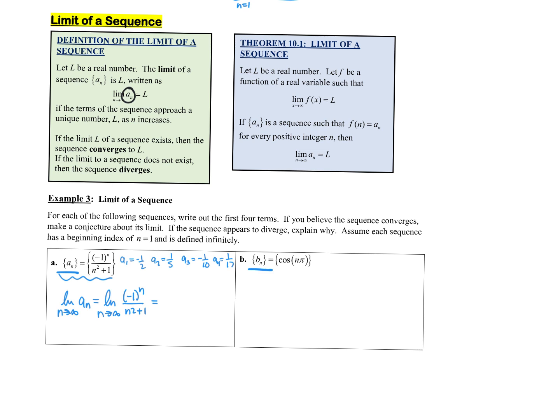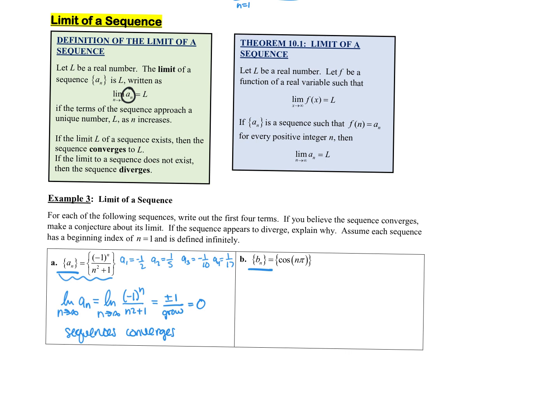When n is odd, it will be negative. So this will go back and forth between 1. But then this one will continue to grow. The bottom will continue to get bigger and bigger and bigger. So if the bottom is getting bigger and bigger and bigger, and the top is just staying at 1, going back and forth between negative and positive, we will get closer and closer to 0. So this limit equals 0, and so we would say the sequence converges because the limit exists.